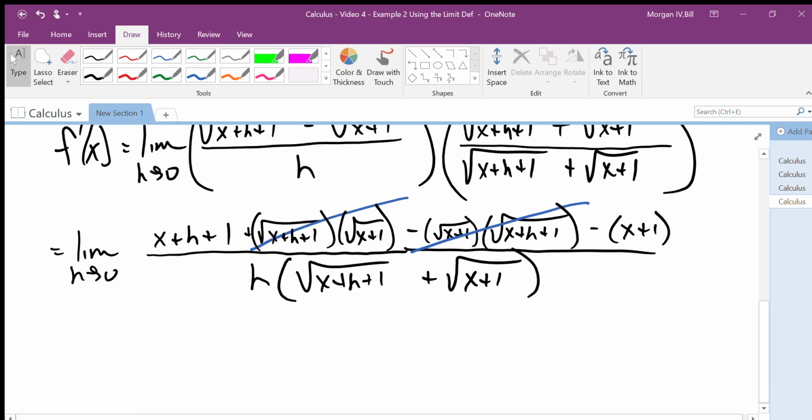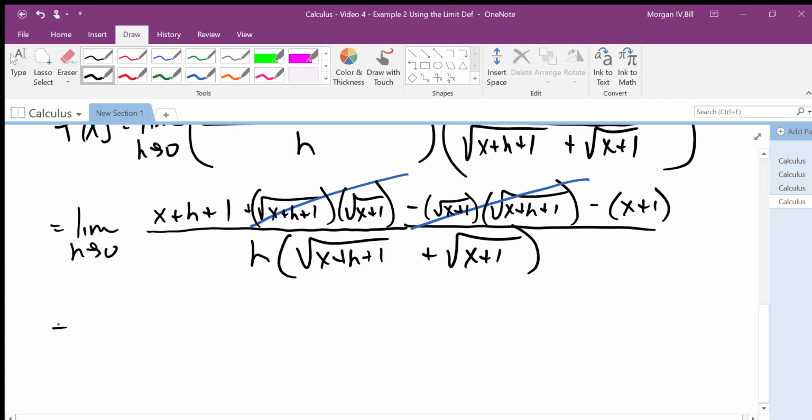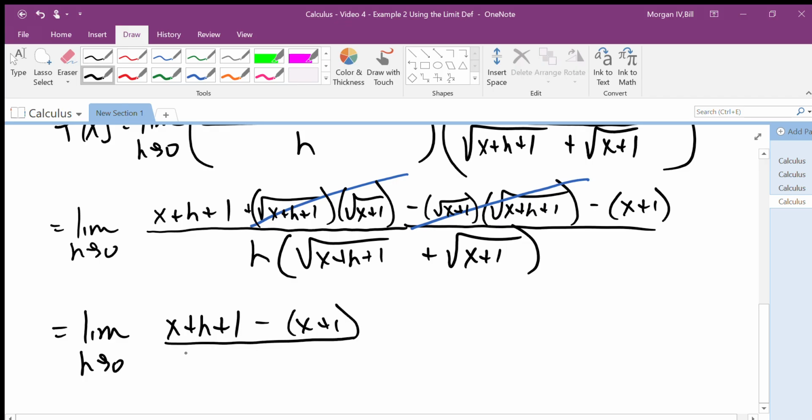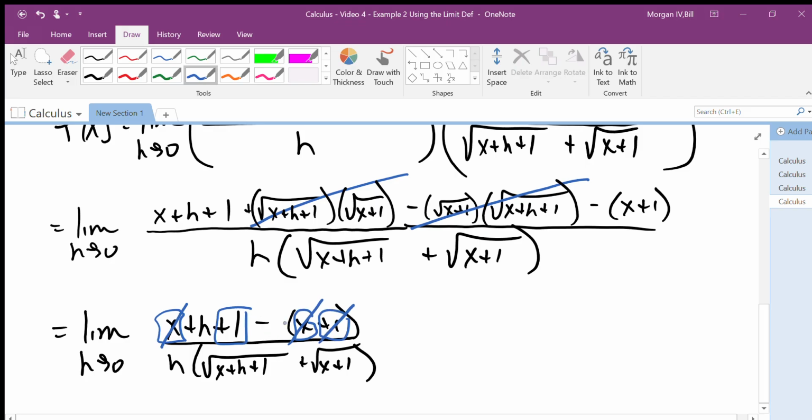And then, let me just rewrite because I have a lot of stuff going on here. The limit as h goes to 0 of x plus h plus 1 minus x plus 1 in parentheses over h times square root x plus h plus 1 plus square root x plus 1. We see now the x plus 1 in parentheses in the numerator have an x here minus x there. Those two will cancel. I have a 1 minus 1. Those two will cancel. And all I have left in the numerator is h.